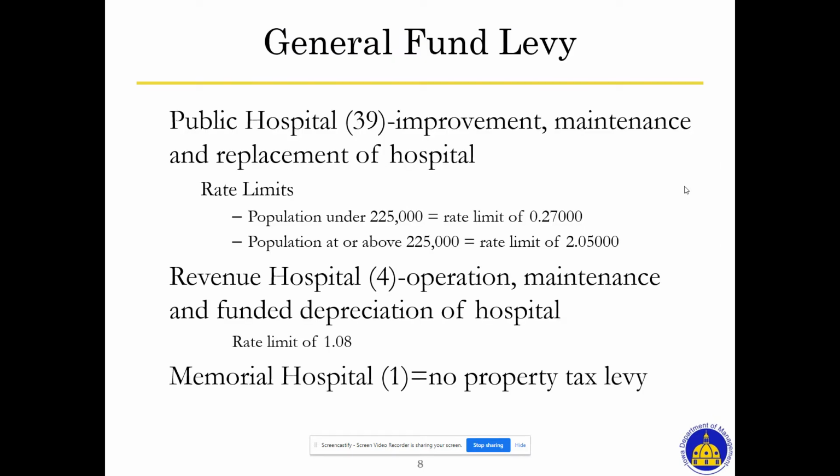So to start, everyone, of course, has a general fund levy for general operating purposes. Public hospitals, in that classification, there's 39 of those, and the general fund levy is for improvement, maintenance, and replacement of the hospital. The rate limit for counties with a population of under 225,000 is 27 cents. And for population over 225,000, the rate limit is $2.05. So that would be applicable to Polk County and Broadlawns.